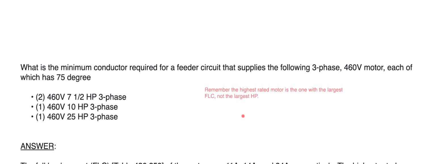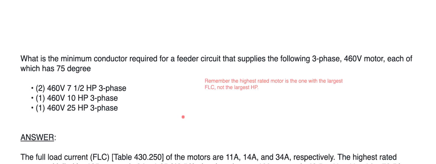What is the minimum conductor required for a feeder circuit that supplies the following three-phase 460-volt motors, each of which has 75 degree terminations? So right here we have two 7.5 horsepower three-phase motors, one 10 horsepower three-phase motor, and one 25 horsepower three-phase motor. So what's the minimum conductor size? This is what you do.